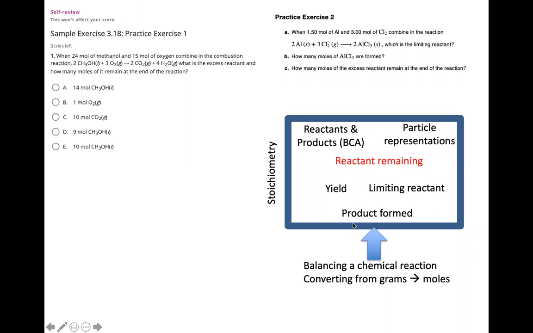More difficult is one where the question is not simply what is the limiting reactant, but we ask how much of the excess one is left over? That sample exercise that you see right here is an example. There's a description of the reaction and it says, what is the excess reactant and how many moles of it remain? Or this practice exercise 2 steps you through different ones. How many moles of the excess reactant remain? I showed an example of that earlier. That was the one involving the magnesium and the O2.